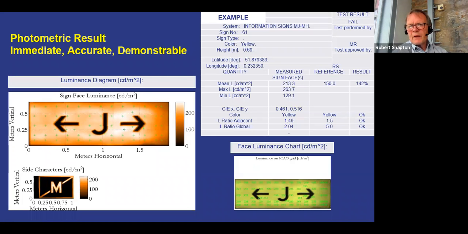But unfortunately, if they don't, you need to know about it, and you need to plan what to do about it. But in this case, you can see the overall illuminance is a pass by 142%, and the individual adjacent measurements ratio is 1.49, just within the allowance of 1.5, and the global ratio of 2 compared to 5 is a very good result. So that's a good sign, a good example. Next one, please, Keith.